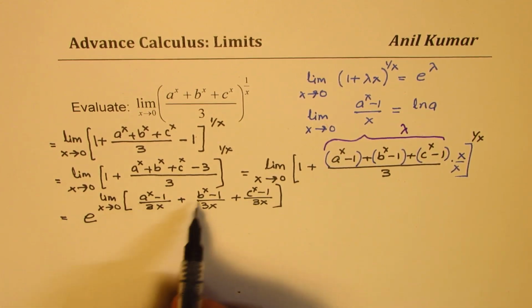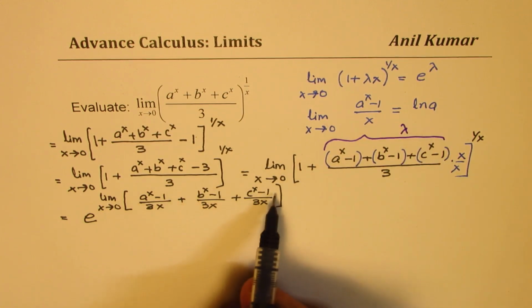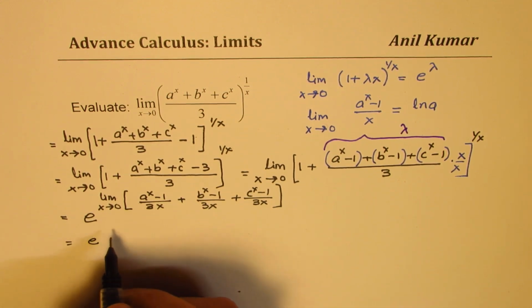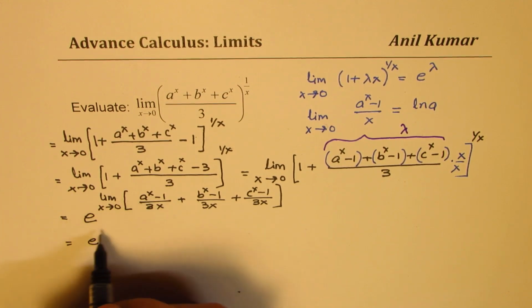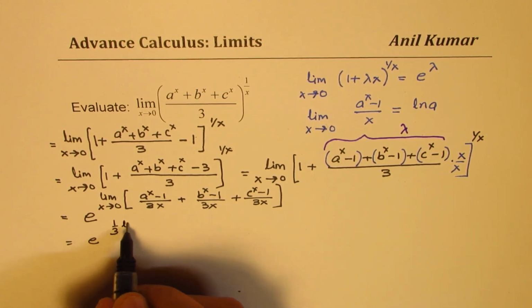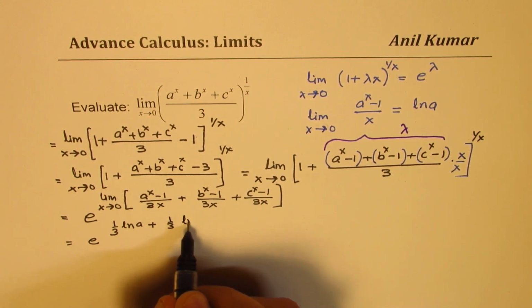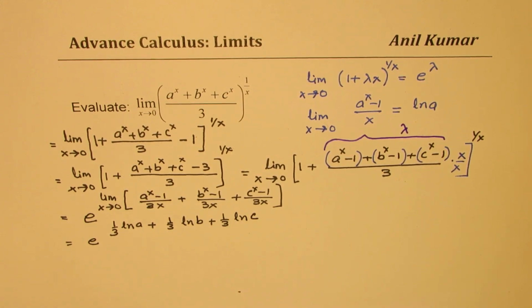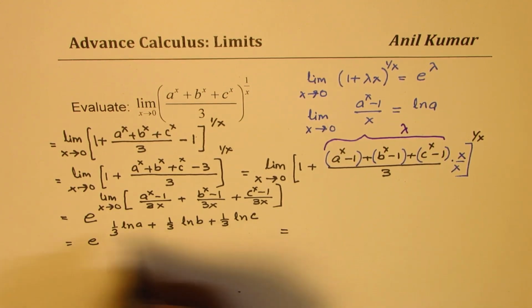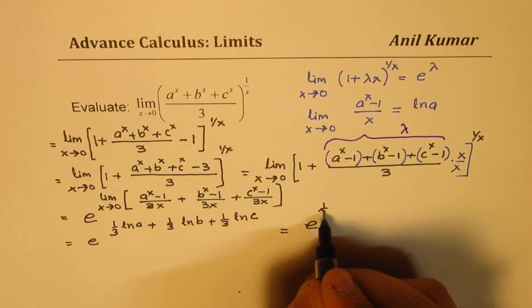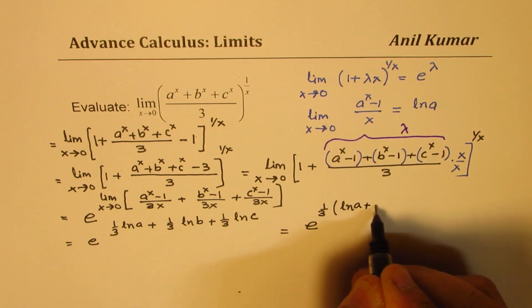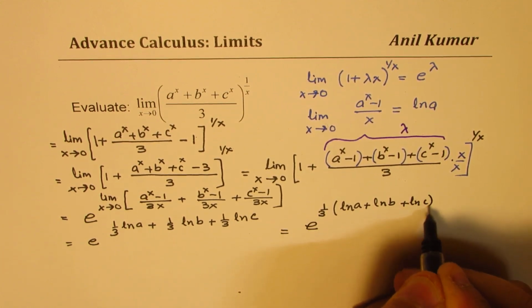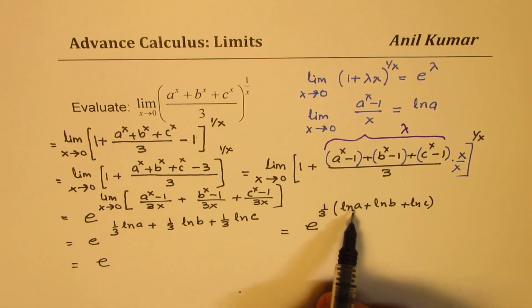Perfect. Now for each limit, as you know, 1 over 3 is a constant, so it is 1 over 3 of ln a, b, and c. So we can write this as e to the power of 1 over 3 ln a plus 1 over 3 ln b plus 1 over 3 ln c. Perfect. So that becomes the exponent for this particular case, and now I can take 1 over 3 common, so we get e to the power of 1 over 3, and here we have ln a plus ln b plus ln c, right?